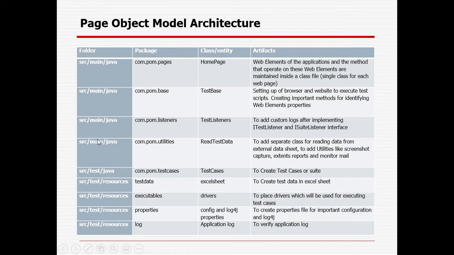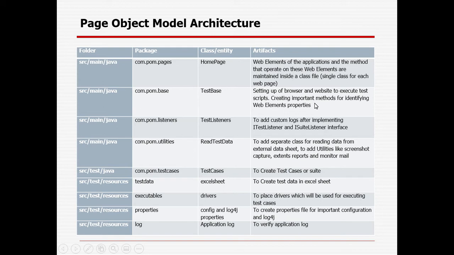In SRC main Java, in the pages package, we'll create a class for each and every web page. The web elements of the application and the methods that operate on these web elements are maintained inside a class file, so we create a single class file for each web page. And in the test base class, under the base package, we will set up the browser and website to execute the test script.